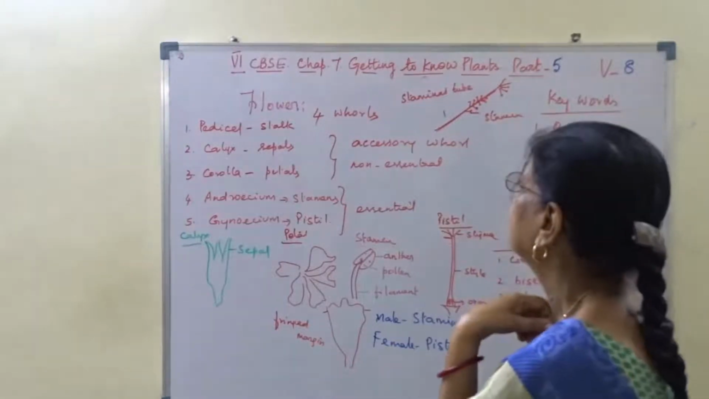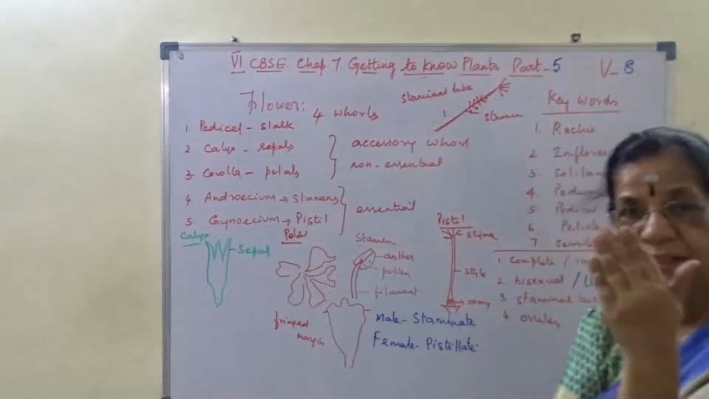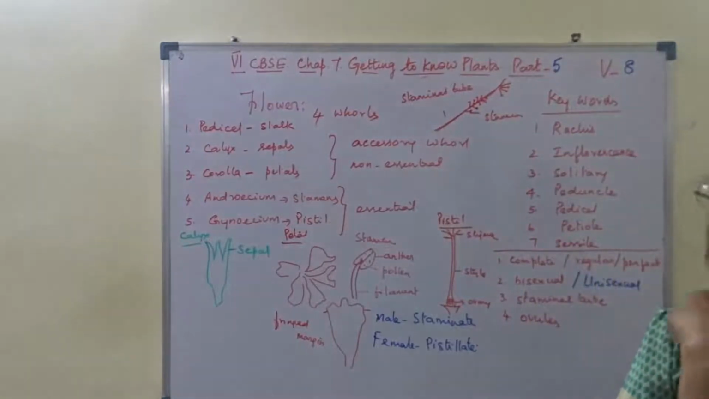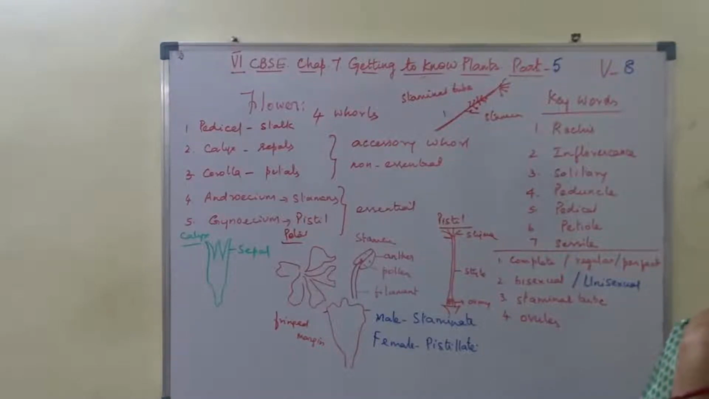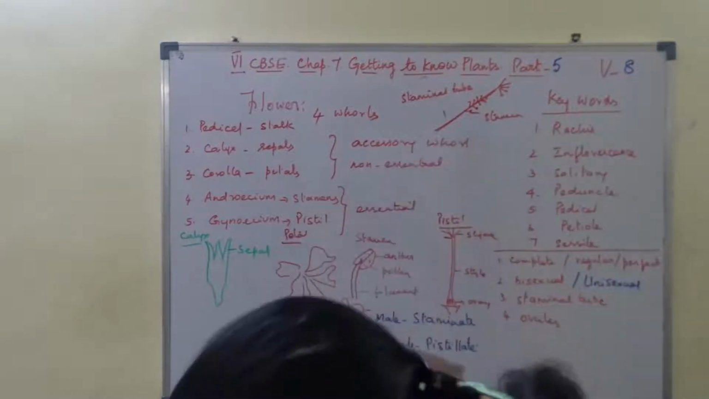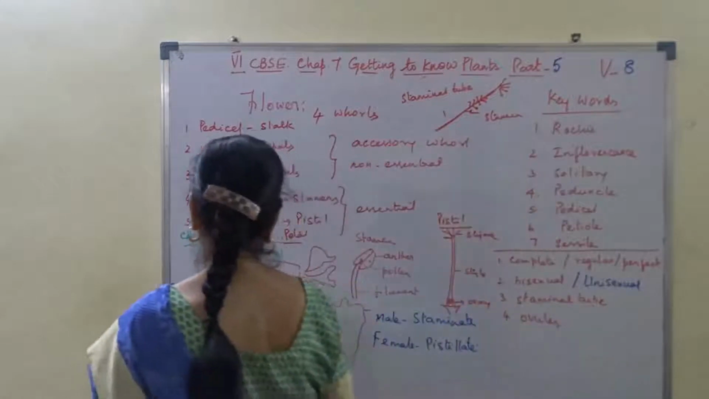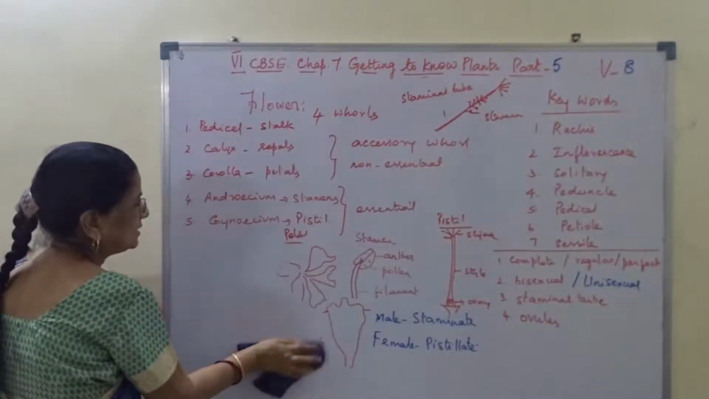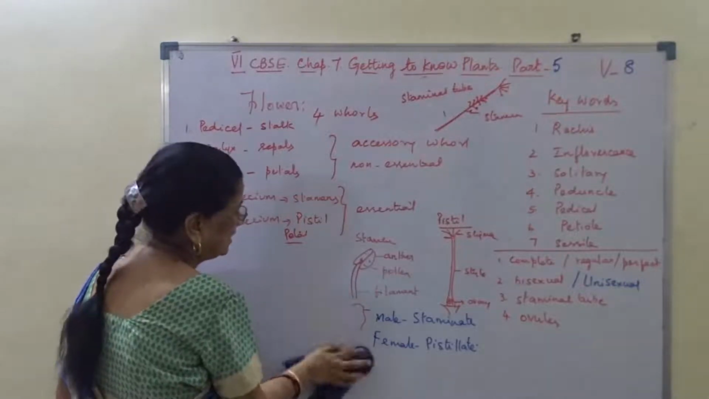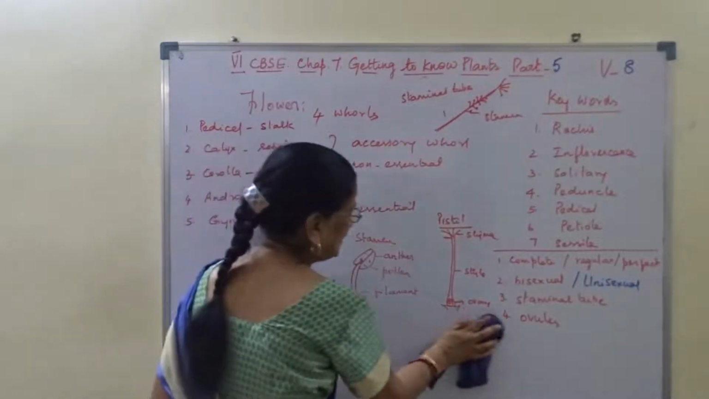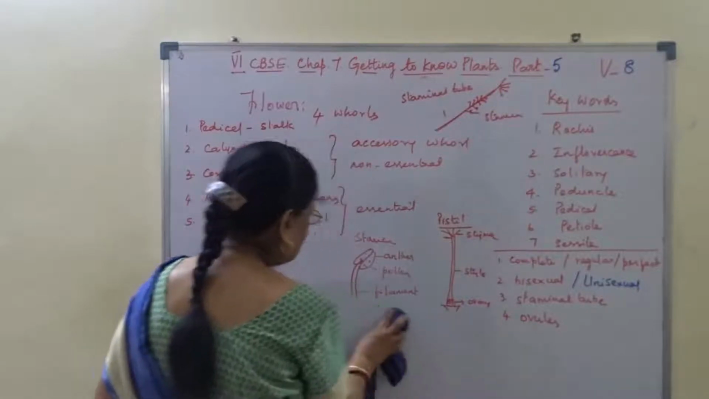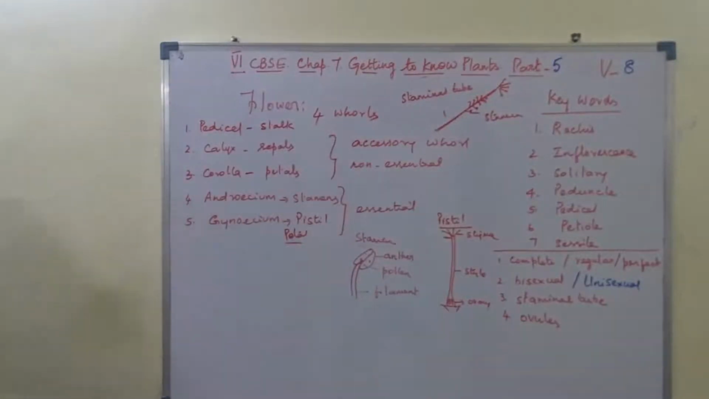As I said, I am not repeating. You just go through the whiteboard: flower has 4 whorls, the accessory and non-essential whorls, calyx and corolla, and the essential whorls, androecium and gynoecium. I hope you remember that. Now here, the stamen is the male part of the flower.